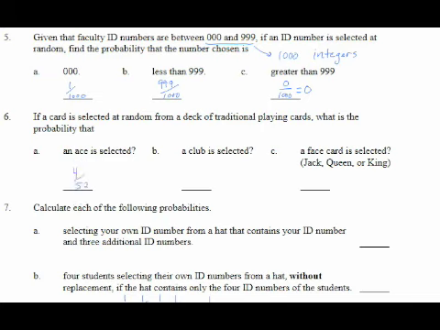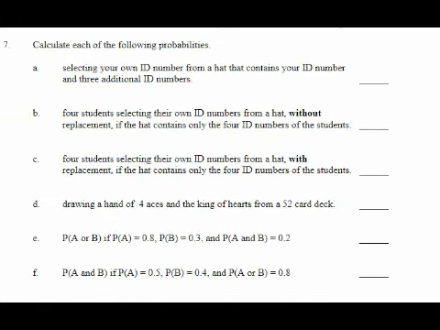Notice to select an ace, there are 4 aces in a deck of cards, so it's 4 out of 52. 13 clubs, 13 out of 52. And then there are 4 jacks, 4 queens, and 4 kings for a total of 12 out of 52.